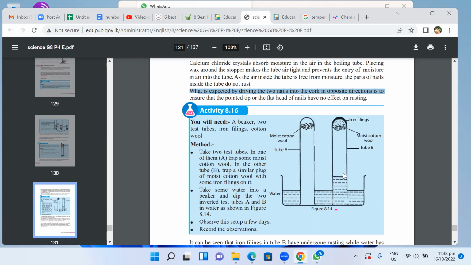There will be a vacuum, right? Vacuum means, so what is the percentage of oxygen in air? Percentage of oxygen in air. 21%. Yes, closer to 21%, right? So as oxygen is needed for rusting and the oxygen is taken, the oxygen becomes less, a vacuum forms here, and pressure will be less.